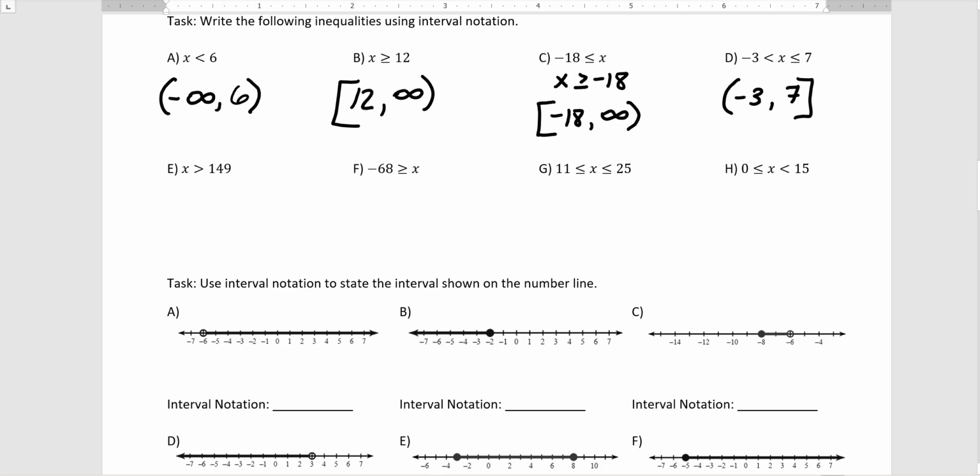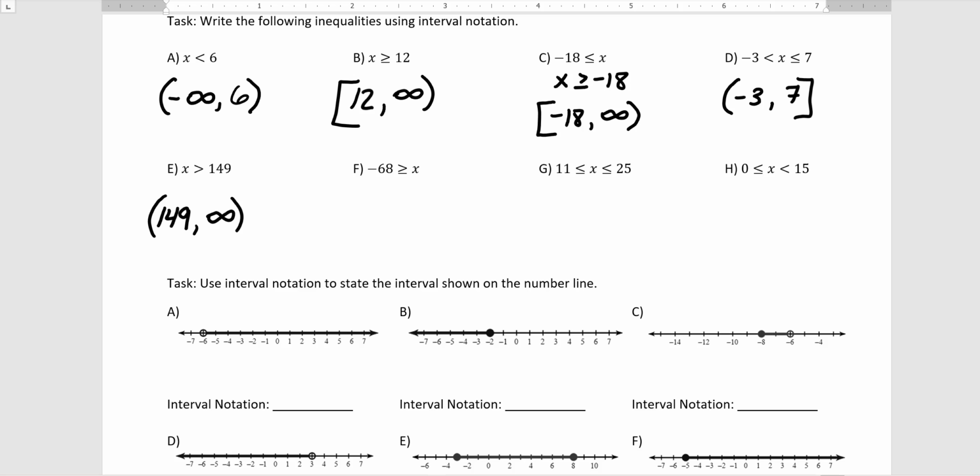All right, let's check how we did here. So if x is greater than 149, well, what's the smallest value x could be? 149. What's the largest value it could be if it's greater than? Infinity. Now, since this is strictly greater than, we'd have a soft bracket. Infinity always has a soft bracket, so there you go. There's my interval notation for letter E.